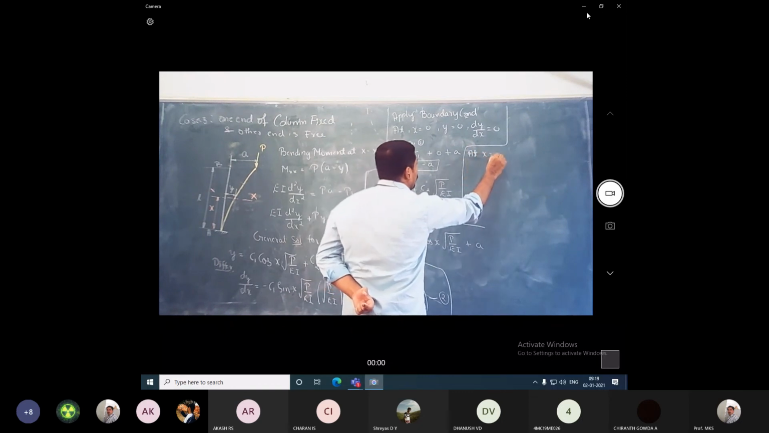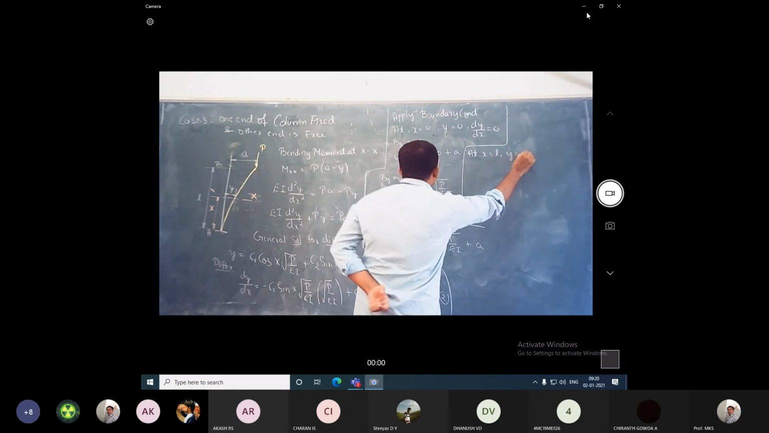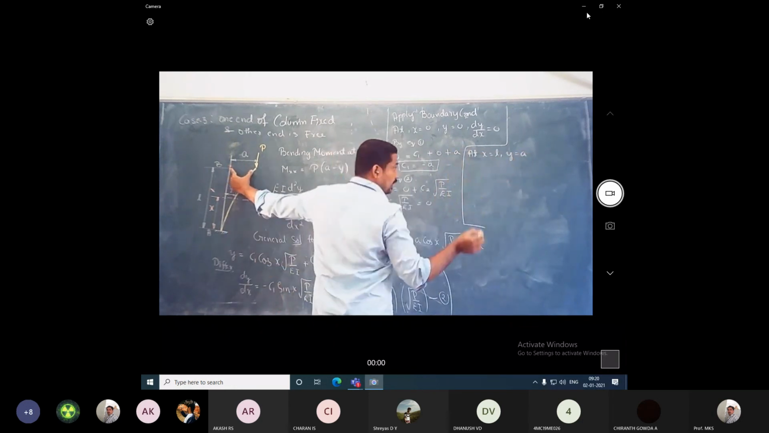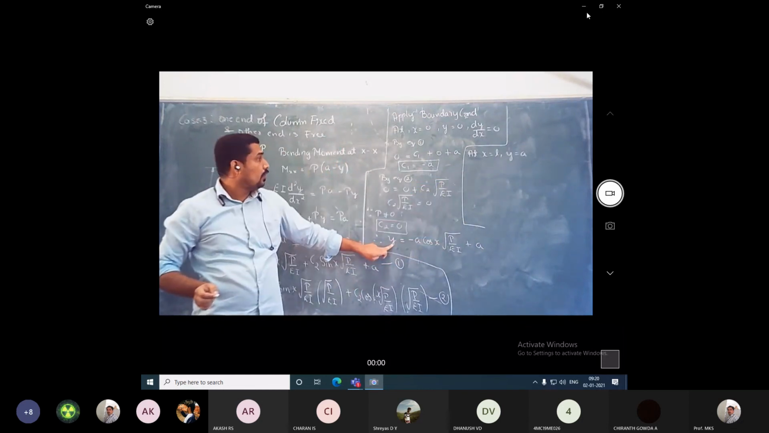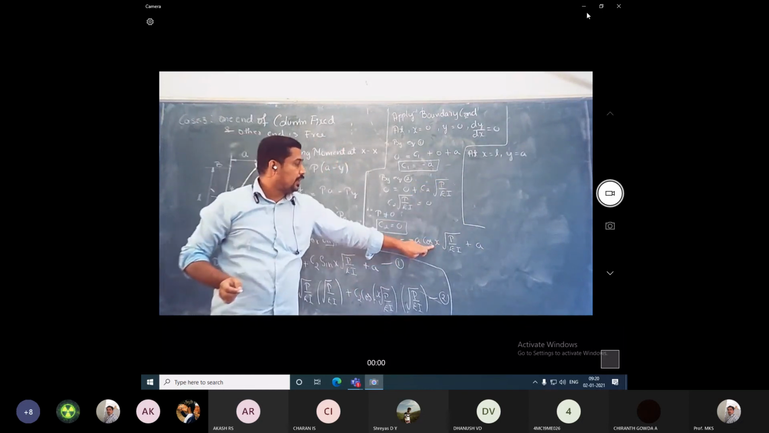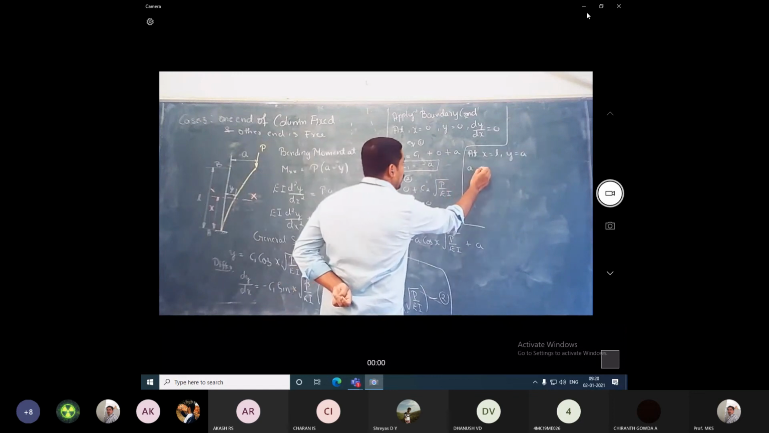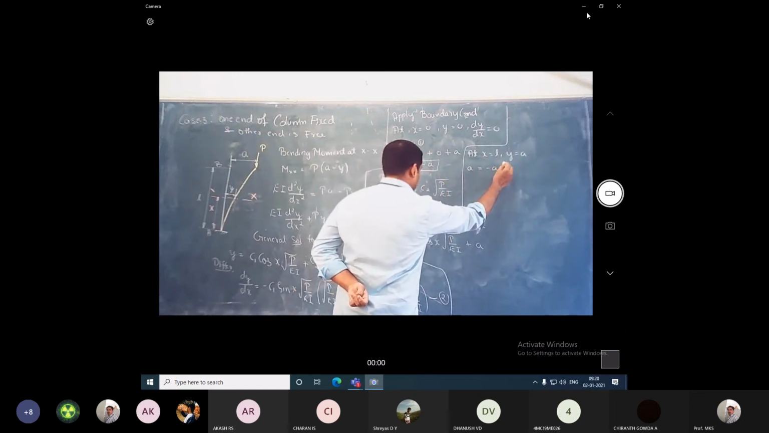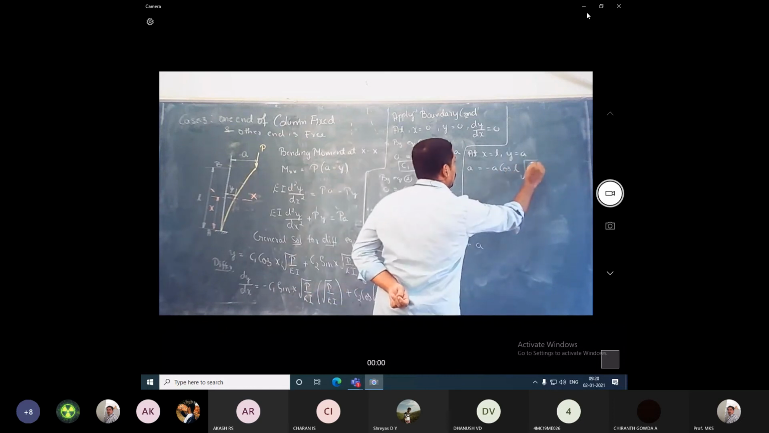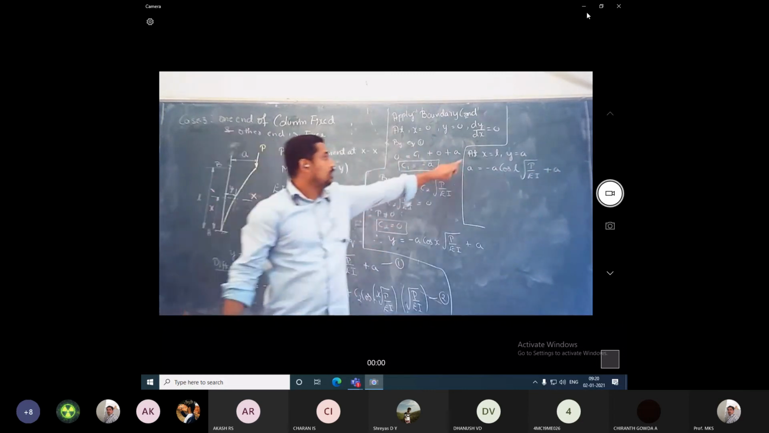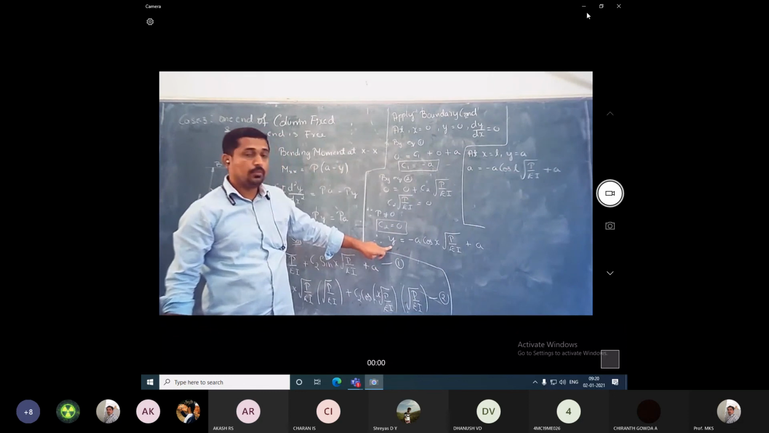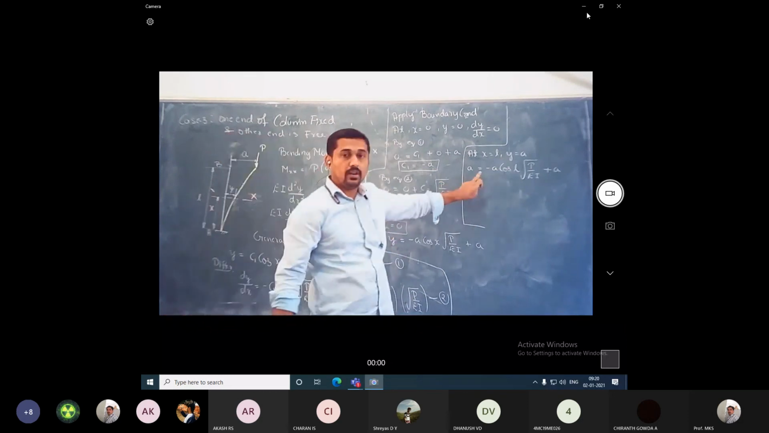At x is equal to L, deflection will be equal to A. So apply this boundary condition to the equation what we got. So y will be equal to A, x is equal to L. So A will be equal to minus A cos L root of P by EI plus A, right? So when I apply the boundary condition to the above equation, this is what I got.